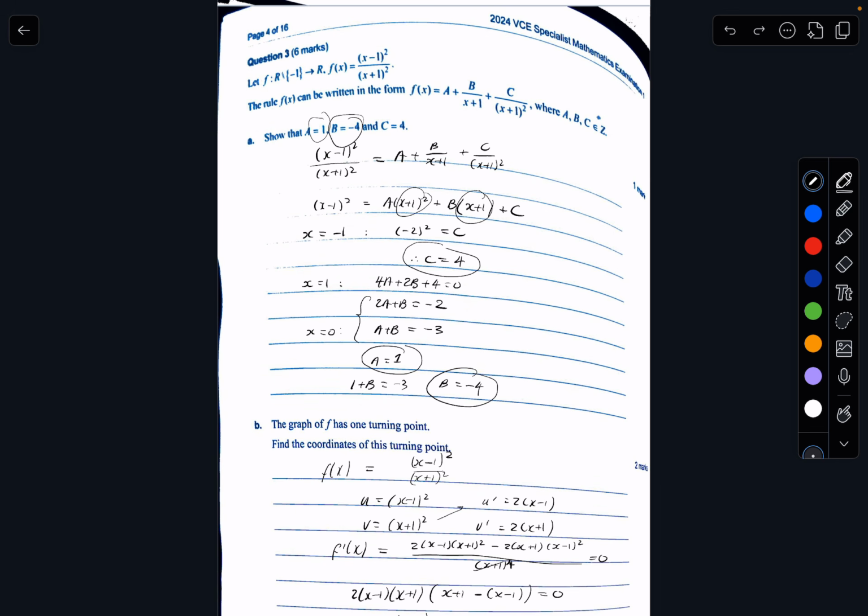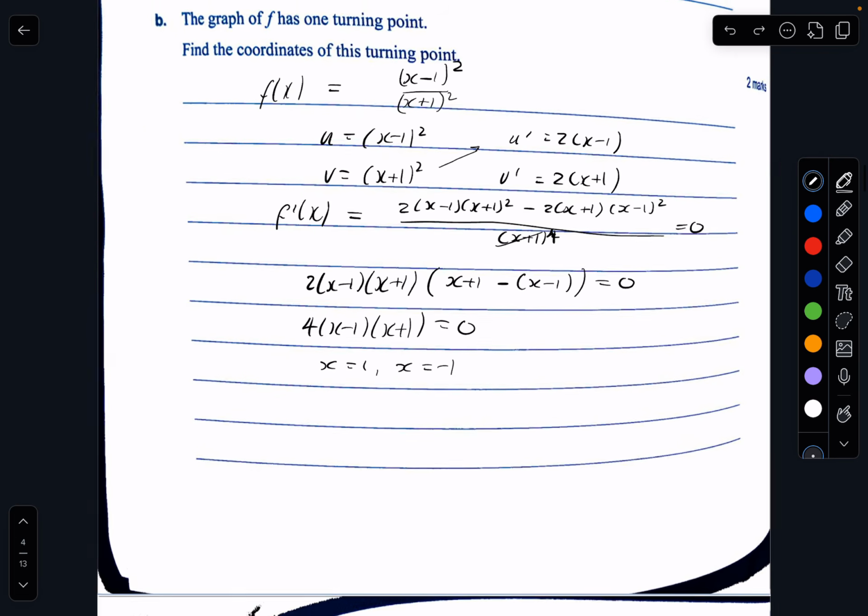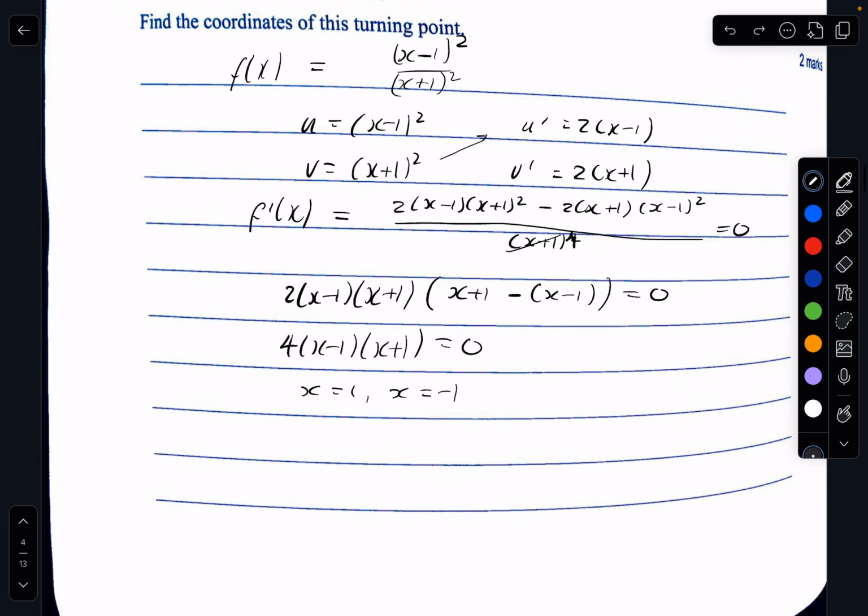Does that help? Whatever, let's just do the sign test. So if we plug in maybe 0, so 0 here, that will be 2, so f dash of 0. That's 2 times, that's negative, positive, so still negative. Negative minus another number, which is positive. This is positive, by the way. That's negative on the top and on the bottom, so it's less than 0.